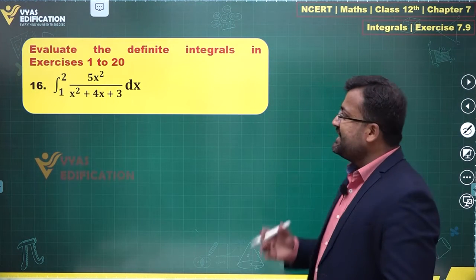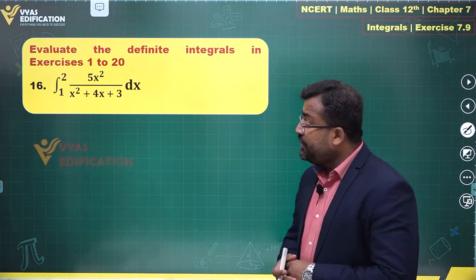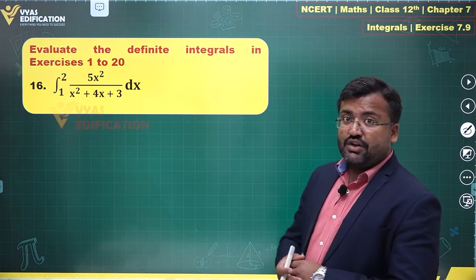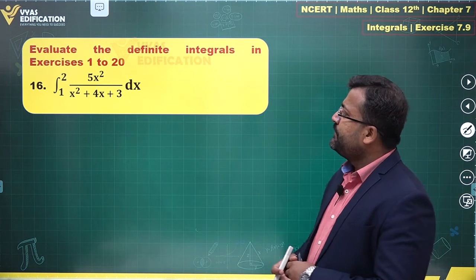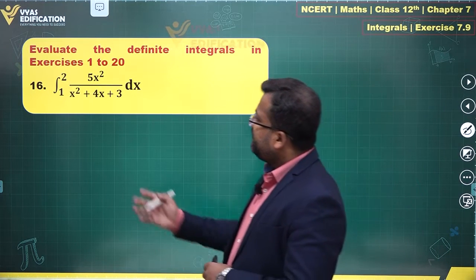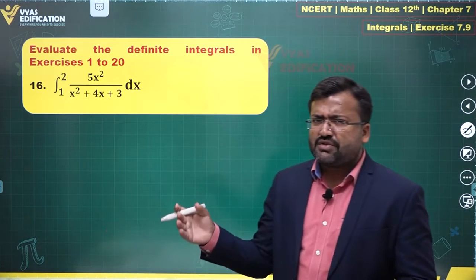Question number 16 says, evaluate the integral from 1 to 2 of 5x square upon x square plus 4x plus 3. How do we do that? So this is a quadratic upon quadratic, right? And in the denominator, you see, we can factorize x square plus 4x plus 3 as x plus 1 times x plus 3, right?